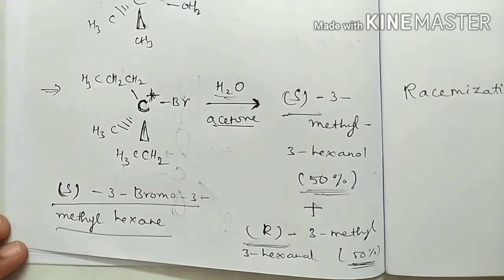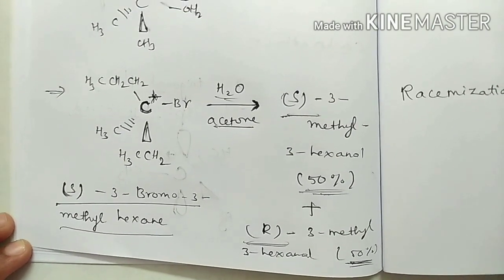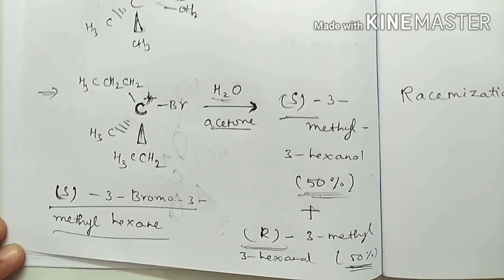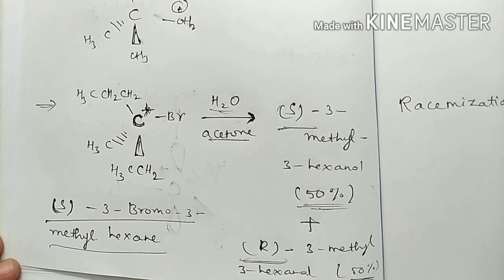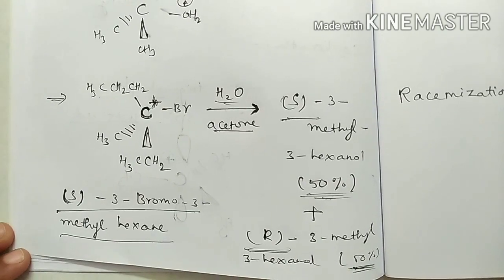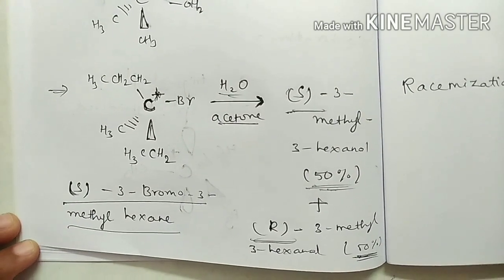So this is all about SN1 and SN2 reactions. In the next video, let us see the factors affecting SN1 and SN2 reactions. We will discuss when the SN1 reaction takes place and when the SN2 reaction takes place with examples. And in the later videos, we will discuss electrophilic reactions.